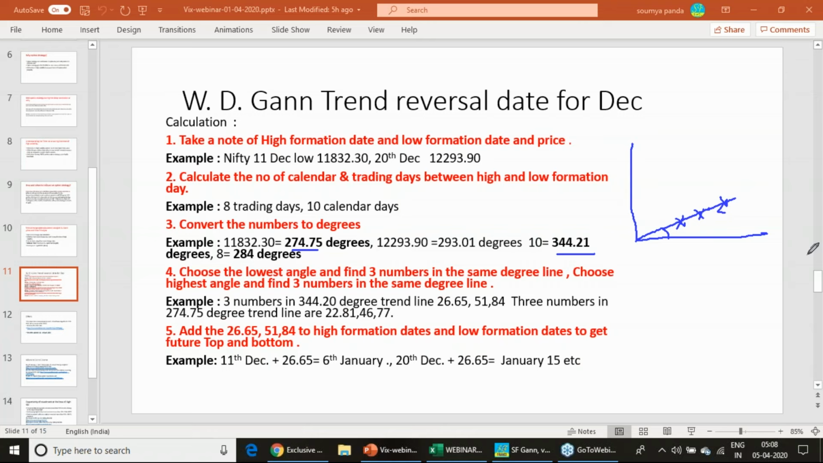This is not necessarily the price of that stock. It is just 3 numbers. So I require these 3 numbers in this 274.75 degree trend line. Same way, I require 3 more numbers in the 344 degree trend line. So these 3 numbers, how to find out?